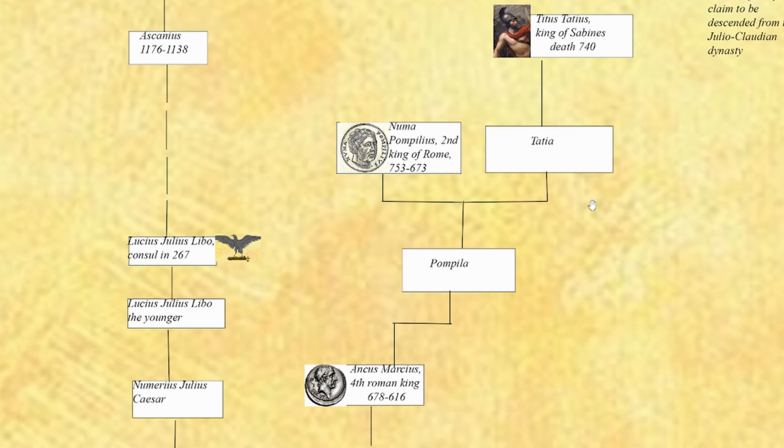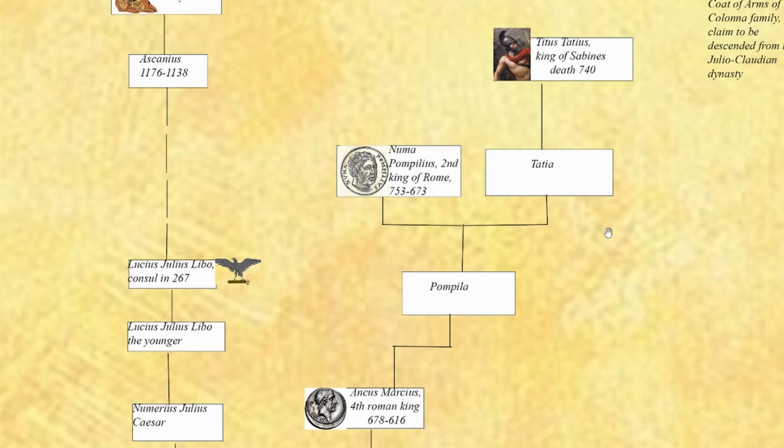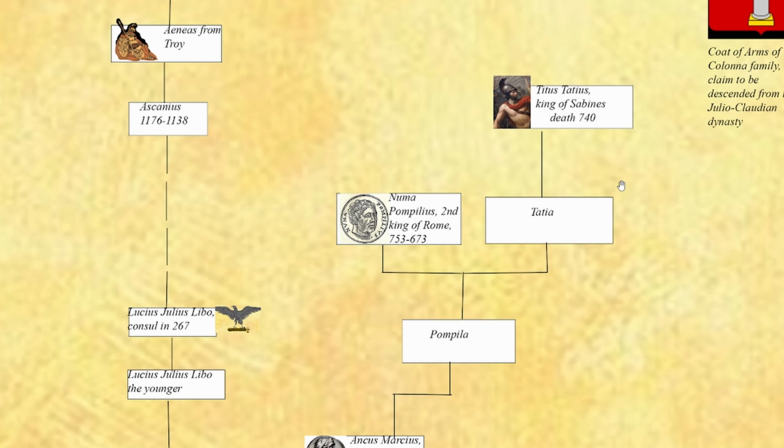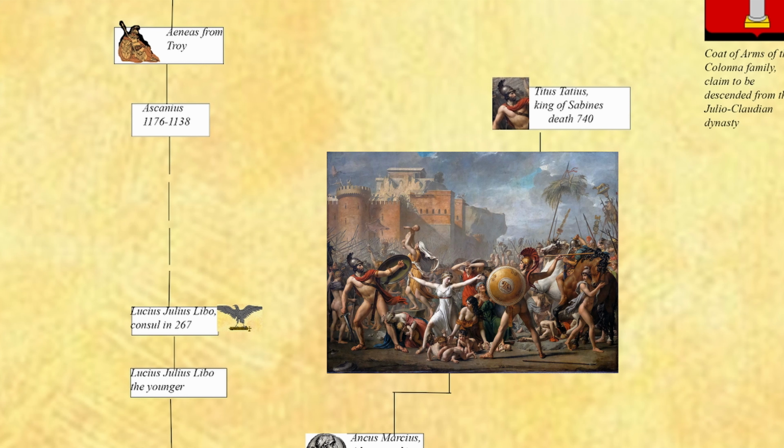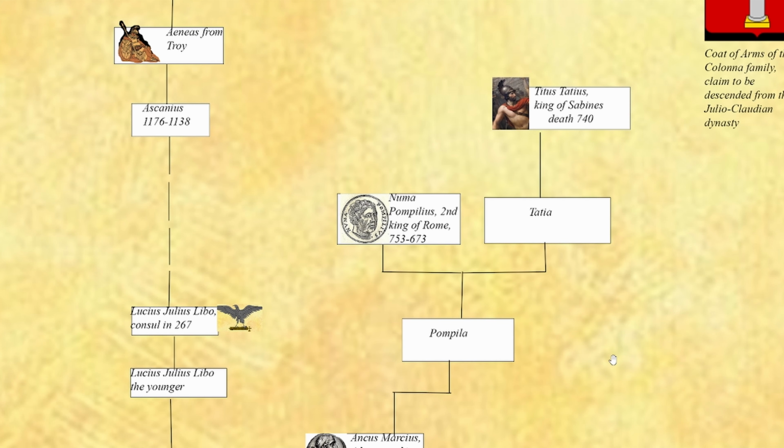And here we get to the second Roman king, Numa Pompilius, and also through his wife Tatia we can get to Titus Tatius, the king of the Sabines. And Titus, after the abduction of the Sabine women, it is a famous historical event, and Jacques-Louis David made a great painting about this event. He went to war with Rome, and he was for a time co-ruler of Rome.